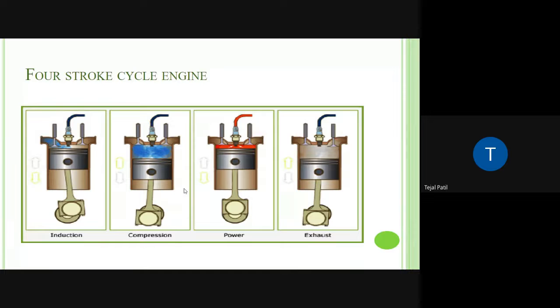Okay, for now, did you understand what a 2-stroke engine and a 4-stroke engine are? Yes, ma'am. What is the difference between them? Did you understand? Okay, good. Now let's move to the working of it. So what is going to happen now?